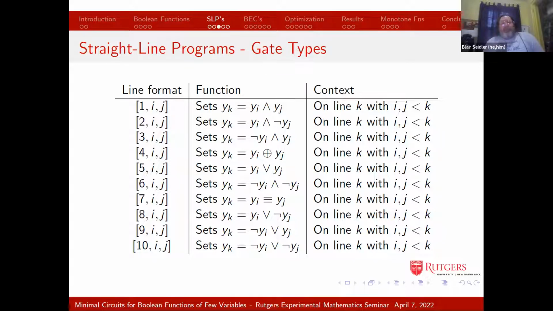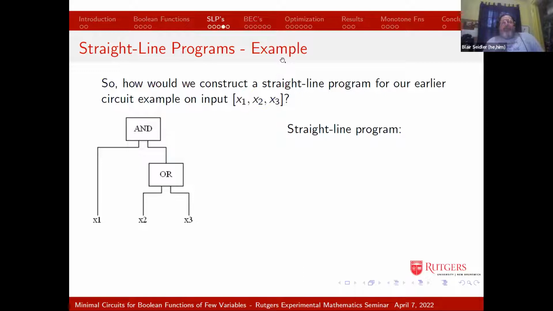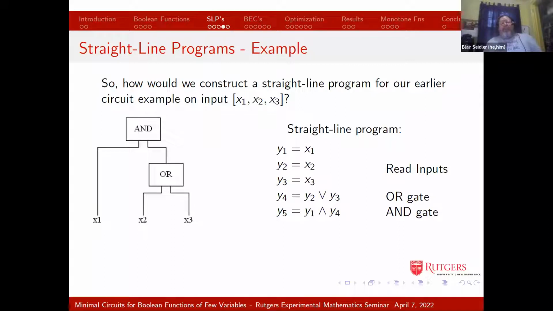So what does this look like? If I wanted to build a straight line program for this circuit that we saw before, what are the things that I need to do? First, I have 3 inputs, so I need to read them in. So effectively, I need lines in my program that are just, okay, here are my 3 input bits. The next thing that I need to do is compute that OR gate. So my 4th line is just going to take the results of lines 2 and 3 and OR those together. My next line is going to take the other input and AND it with the output of the OR gate. And that's what the program should do.